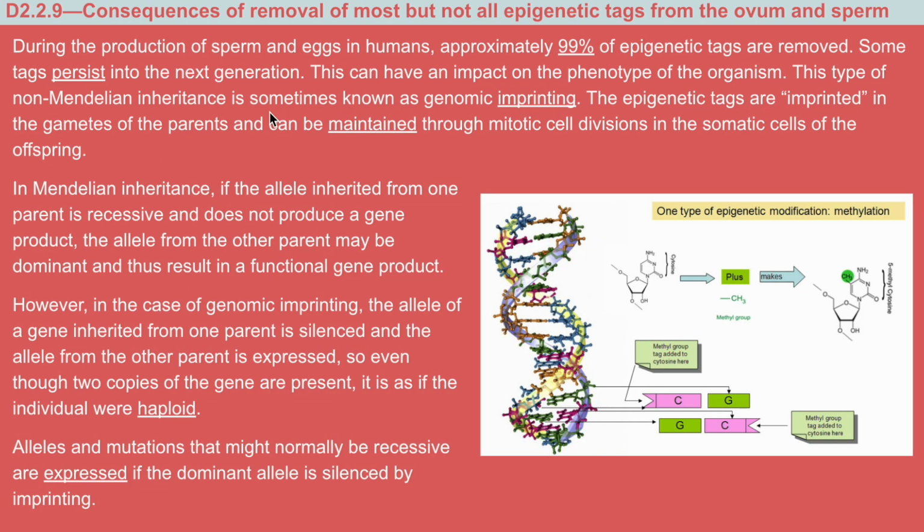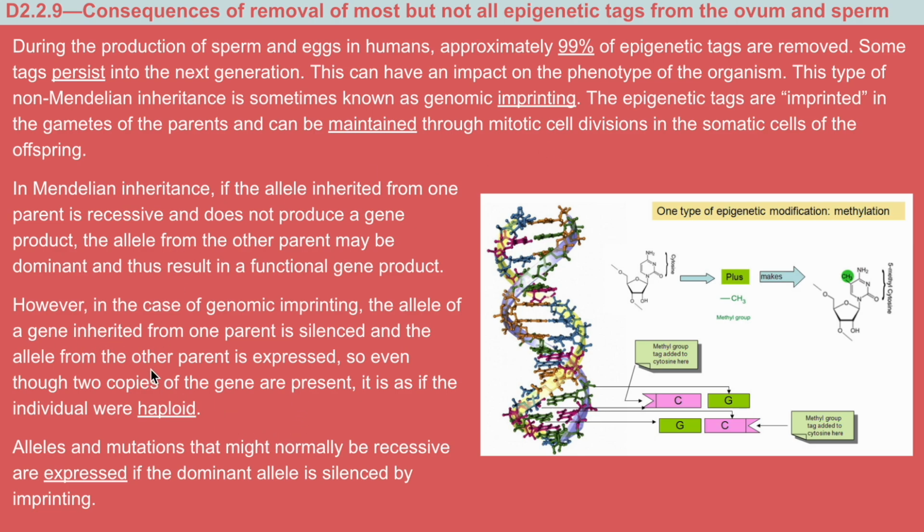All right, so when sperm and eggs are produced, approximately 99% of epigenetic tags are removed. But some of those tags, again, that are acquired from the environment of the parent, persist into the next generation. This is non-Mendelian inheritance. It's sometimes known as genomic imprinting. And then that can be maintained because epigenetic tags stick around through mitosis as that zygote replicates and differentiates and grows.